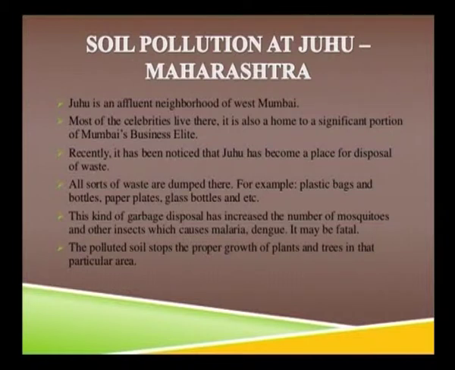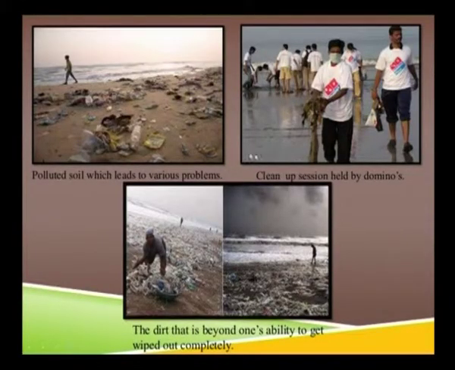This kind of garbage disposal has increased the number of mosquitoes and other insects which cause malaria, dengue. This can also be fatal in the longer run, especially when you have poorer people and slums residing nearby. The polluted soil stops the proper growth of plants and trees in a particular area, which then leads to stunted growth or lack of trees. That leads to erosion of topsoil when rain happens, and it creates an entire vicious circle. This is the polluted soil which leads to various problems.